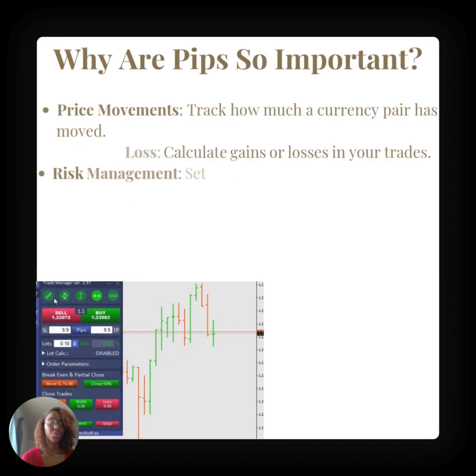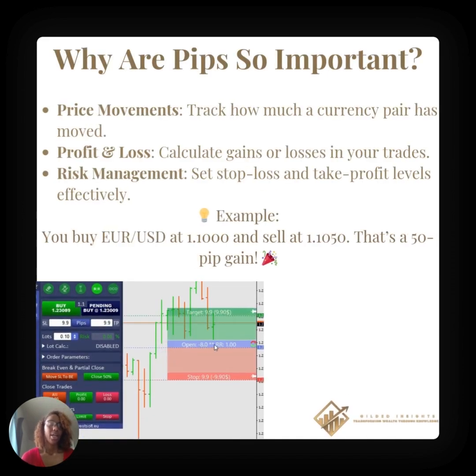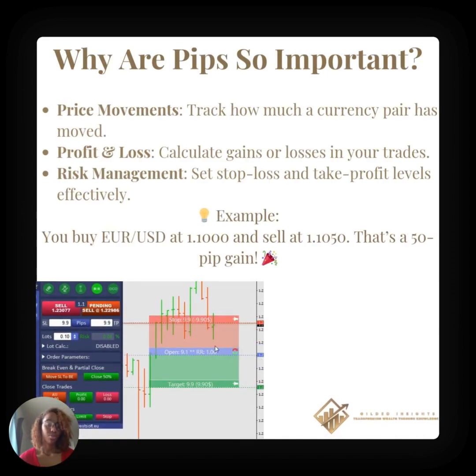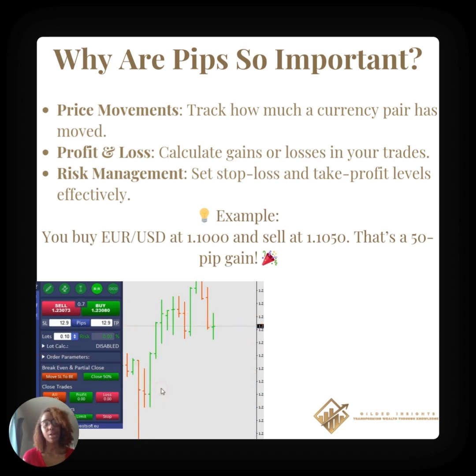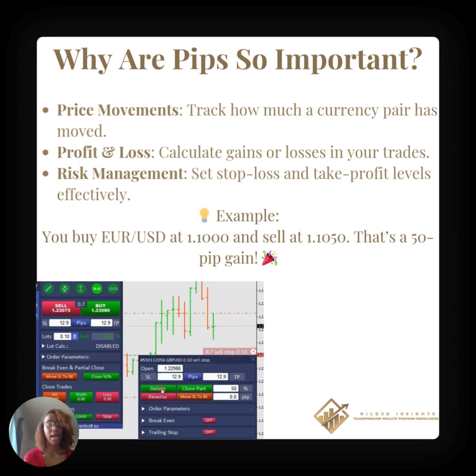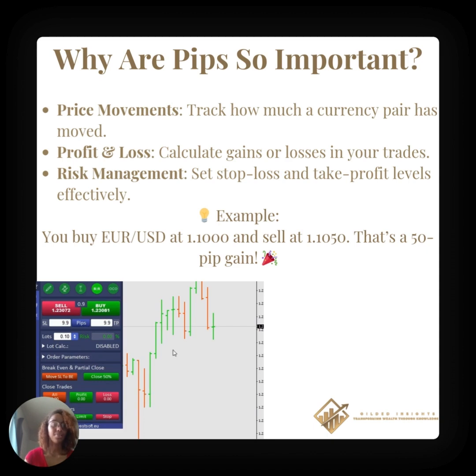Why are pips so important when it comes to trading? It's what moves the currency pairs. In order for you to understand Forex, you need to understand pips. That's what moves the market, and it helps you to calculate your gains and losses. It also allows you to set the proper stop losses and take profit levels effectively. For example, if you buy EUR/USD at 1.1000 and set your take profit to 1.1050, that's a 50 pip gain.